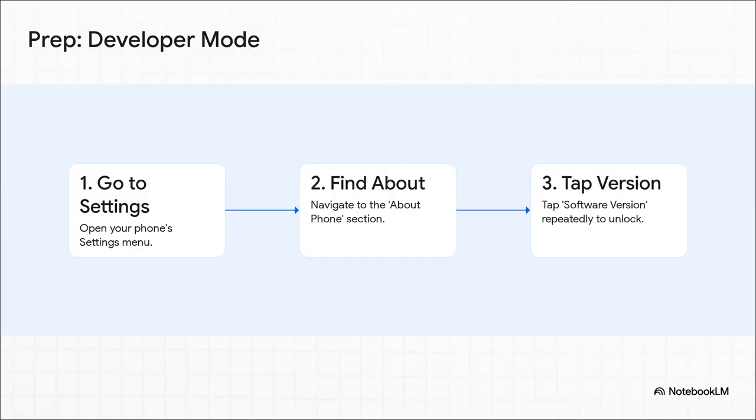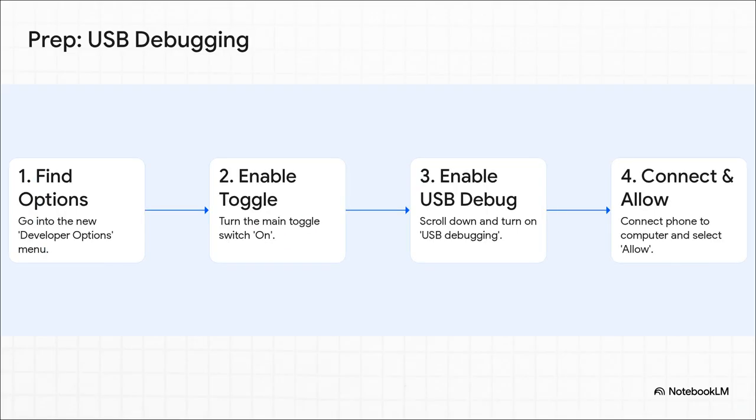Now, before your computer can even look at your phone, you have to grant it some special permission. This starts with unlocking a hidden menu. All you do is go into your settings and tap on your software version a bunch of times, and boom, you've enabled developer options. It sounds really technical, but it's actually just a secret handshake to unlock some advanced features. Inside those new developer options, the most important setting is USB debugging. Turning this on is what authorizes ADB, that tool we installed a second ago, to communicate with your phone. Once you plug in your phone and hit allow on that little pop-up, you've basically created a secure bridge between your two devices.